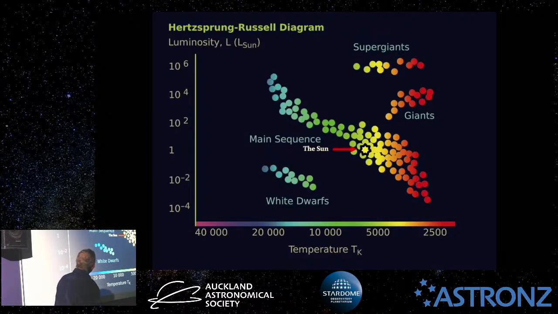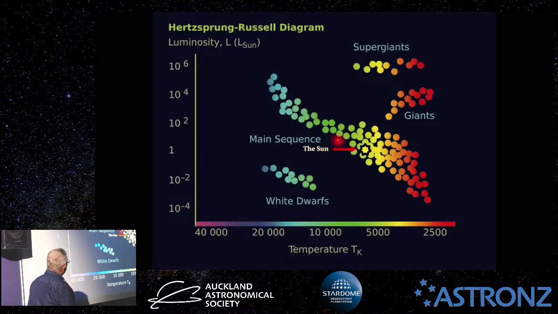That's called the main sequence, and that's where stars spend the first 90% of their life in this state, on the main sequence, and it's a very stable state, and they're burning hydrogen to helium in their core. So that's the main sequence.